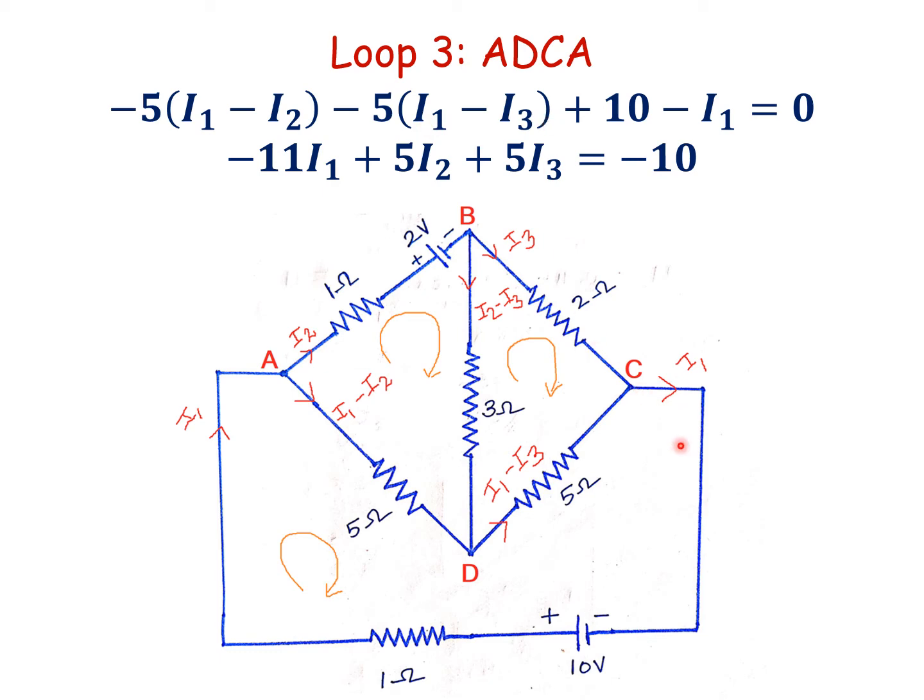And next see the voltage source, the current is flowing from negative to positive. Voltage rise, plus 10. See the next one, the 1 ohm resistor, both the currents are in the same direction. Again voltage drop, minus I1 equal to 0. Then I simplify the equation. The equation is minus 11I1 plus 5I2 plus 5I3 equal to minus 10.